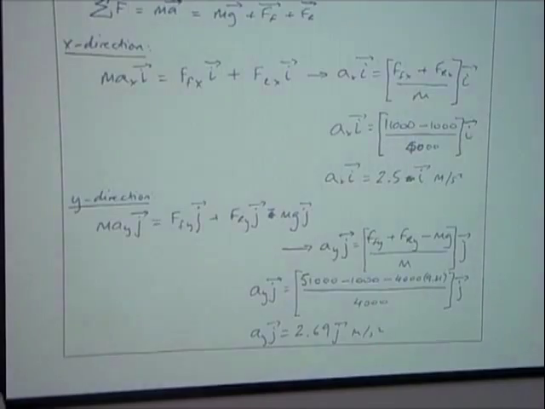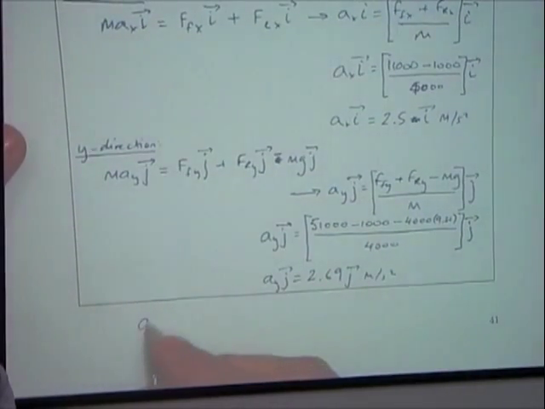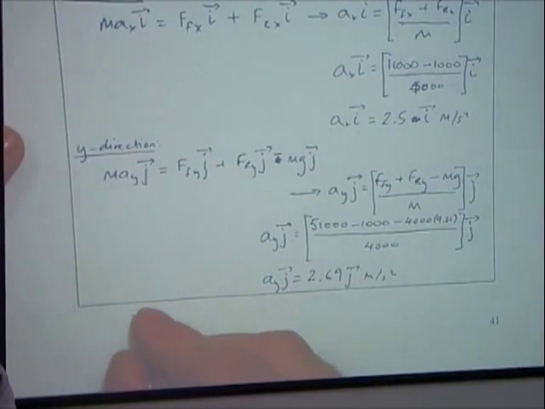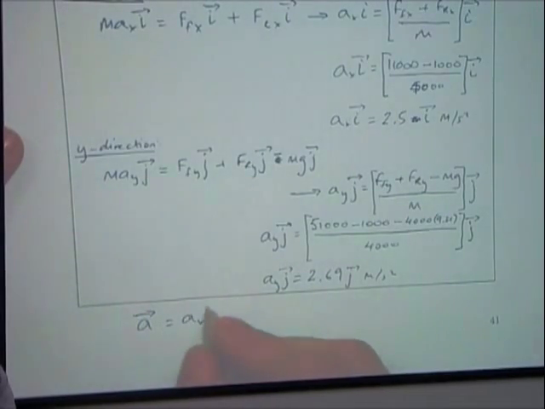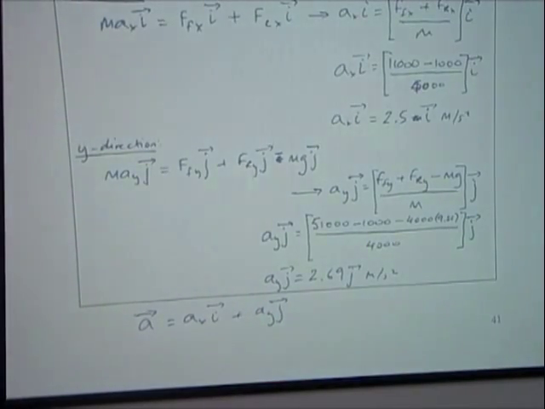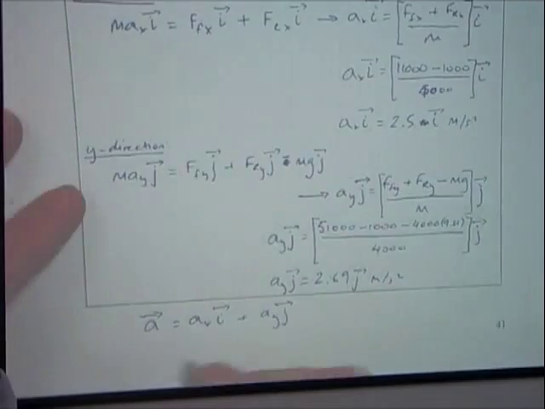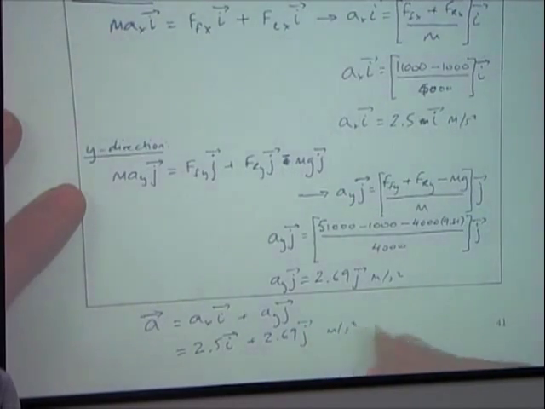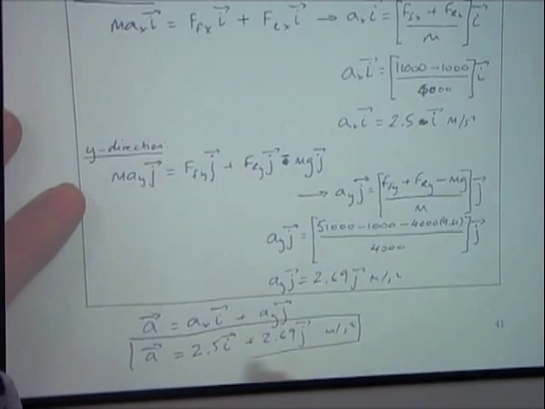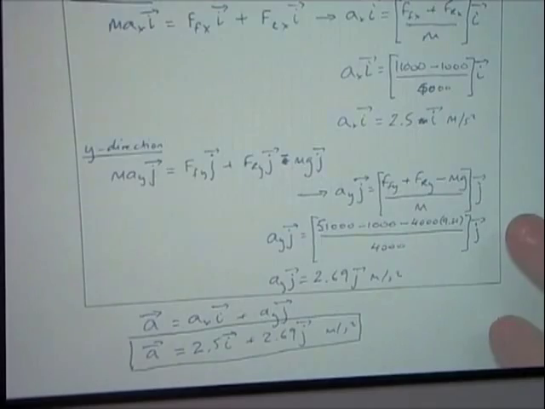And so we can write the vector A, okay, is going to be obviously Ax i plus Ay j, okay, the decomposed form. We plug the numbers in, and we end up with that coming out to be 2.5 i plus 2.69 j meters per second squared. And there's your solution.